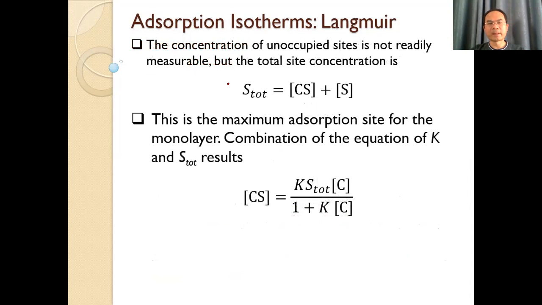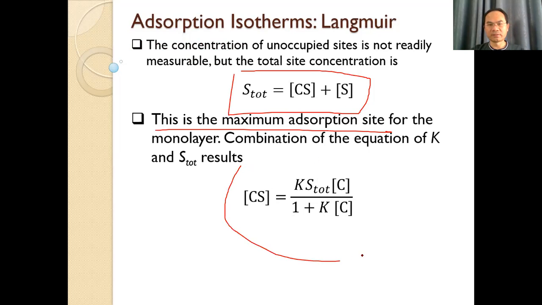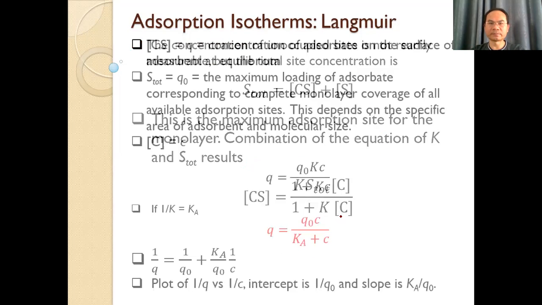And also, for that case, you can determine the total site concentration, which is CS plus S. This is the maximum adsorption site. S total means the maximum site on the surface for adsorption for the monolayer. The combination of these two equations lets you calculate the concentration of solute on the surface of the solid: Q equals S total K C divided by 1 plus KC.